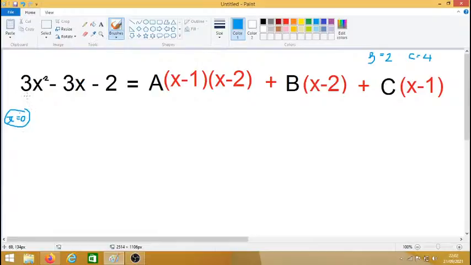So that becomes 3 times 0, take away 3 times 0, take away 2, that's just minus 2. And here I'm going to have minus 1 times minus 2, so that's going to be 2a. Can you work the next one out? It's going to be minus 2b. And then finally, the last one, that's going to be minus c. A plus and minus can just become a minus.